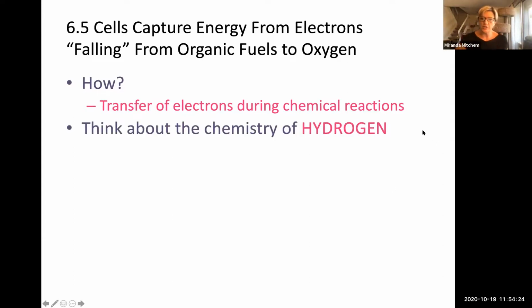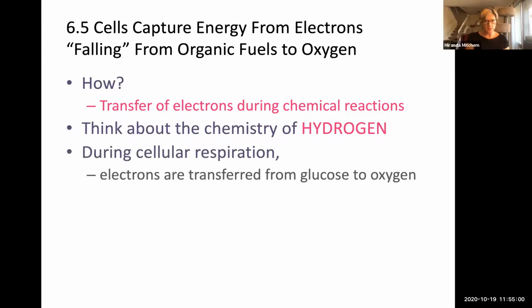I will encourage you to follow and think of the chemistry of hydrogen as we learn about cellular respiration. Recall that hydrogen has one proton and one electron. It's also part of what makes up glucose. Glucose has 12 hydrogens in it. These hydrogens are really important to follow so that we can track the progress of cellular respiration. And I will show you how to do that. I'll show you how to use it as a way to check your work.